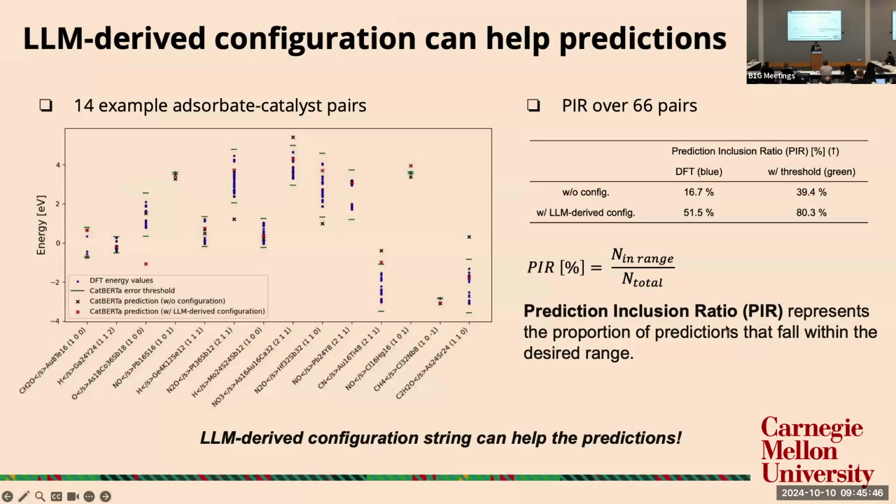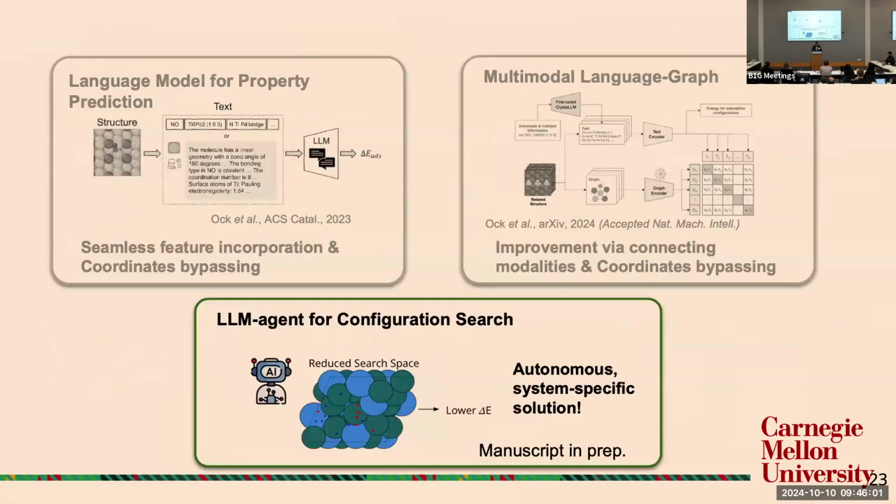So with that, we have the LLM-derived configuration, which can help predictions. We also have a prediction inclusion ratio that you can see here, showing that they help the predictions much more.